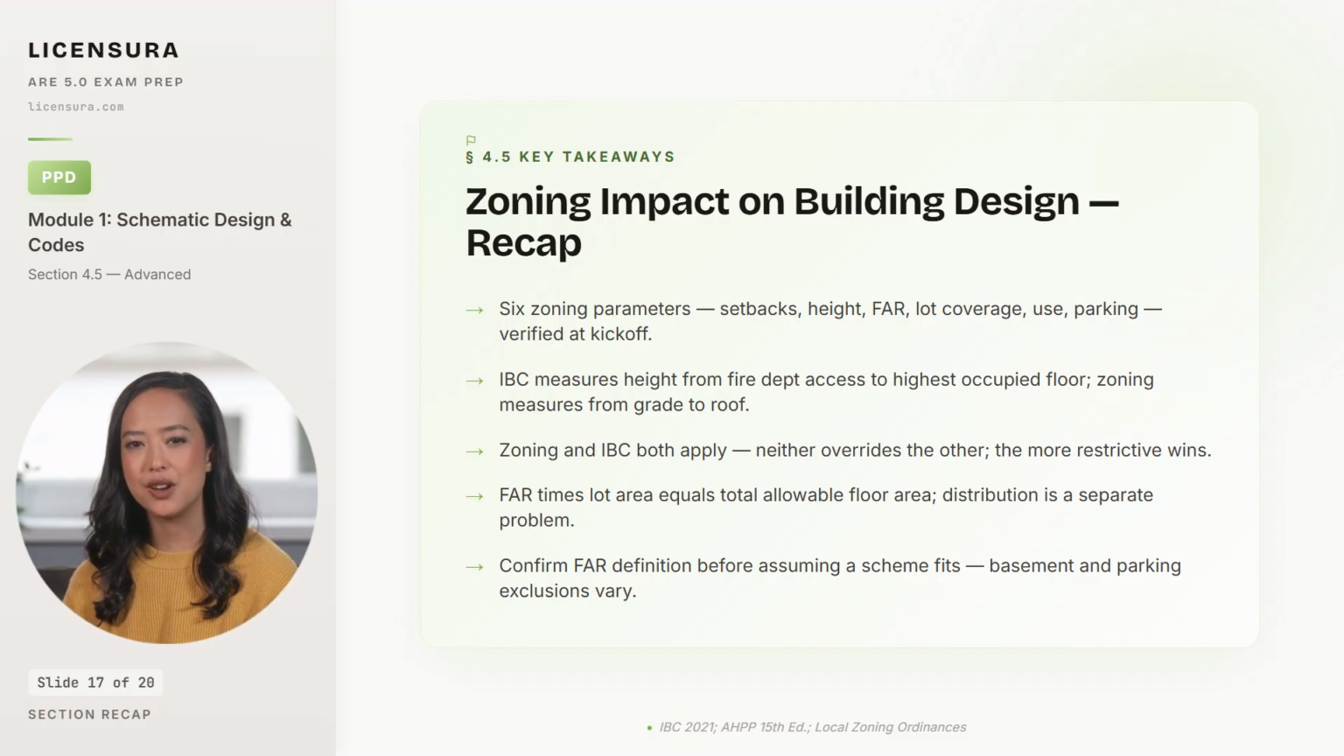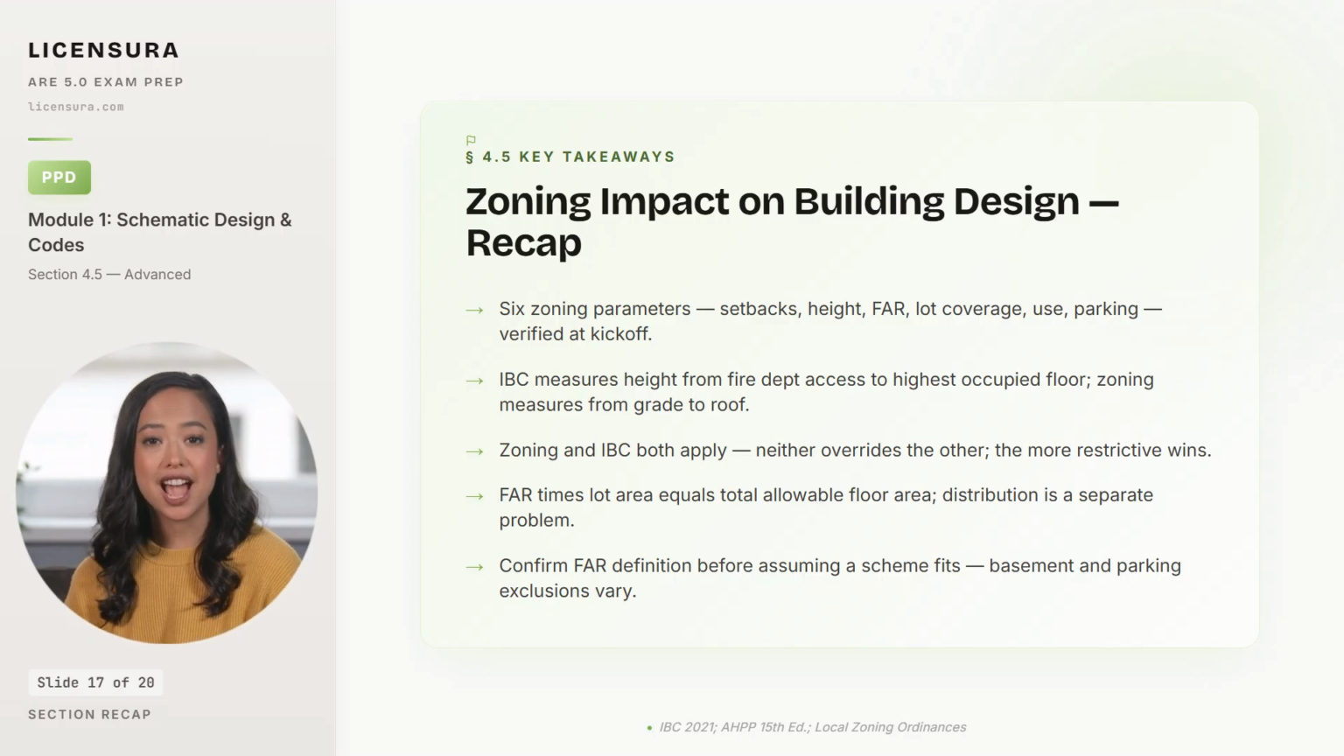5 takeaways from zoning impact on building design. First, 6 zoning parameters: setbacks, height limit, FAR, lot coverage, use classification, and parking requirements must all be verified at the project kickoff before any schematic line is drawn. Second, the IBC measures building height from the lowest level of fire department vehicle access up to the highest occupied story, while the zoning code measures from average grade up to the ridge or parapet. Same building, 2 different numbers, and both must be satisfied.